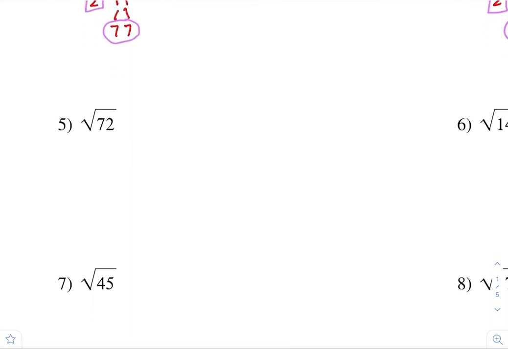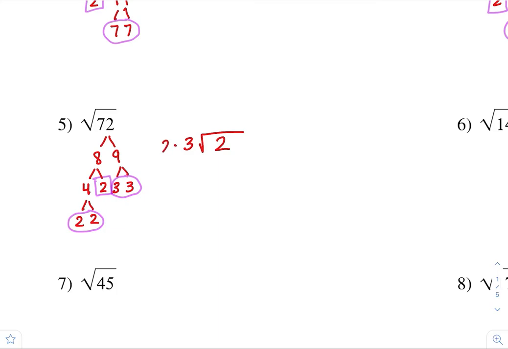5, 8 and 9, 3 and 3, 4 and 2, and 2 and 2. Circle your pairs. So we got a pair of 2's, and we got a pair of 3's. We got a leftover of a 2. So the leftover of 2 goes on the inside of your square root, and we're going to write our pairs. We found a pair of 3's, so you write one 3, and a pair of 2's, so you only write one 2. 2 times 3 is 6, square root 2.